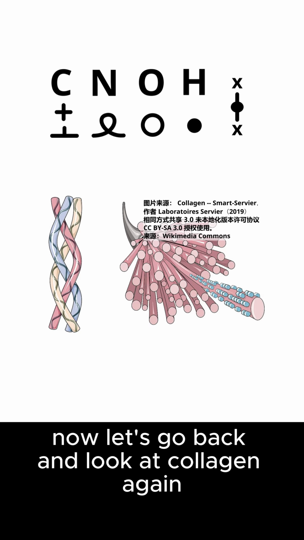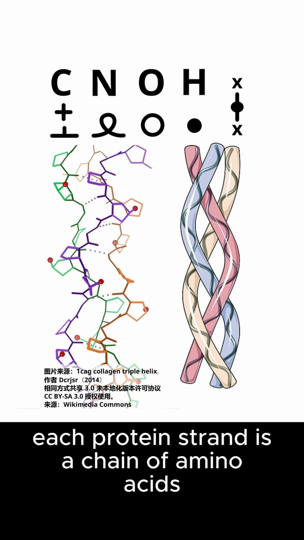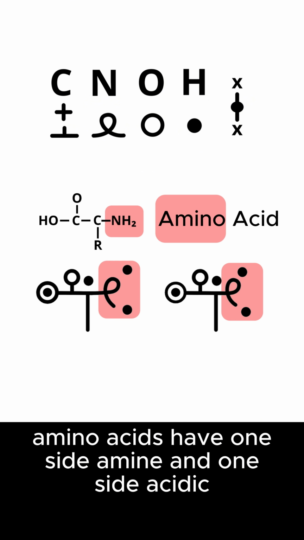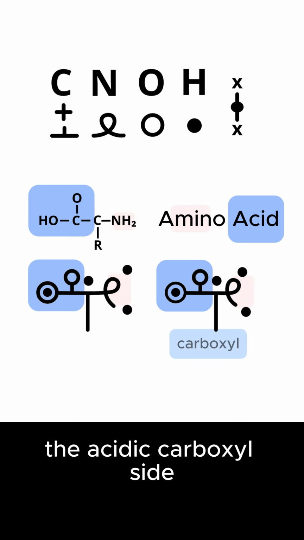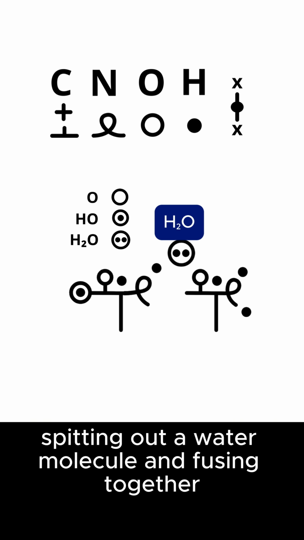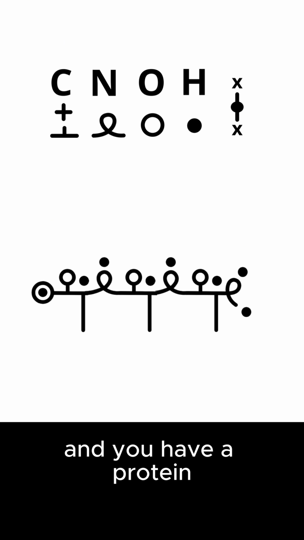Now let's go back and look at collagen again. It has 3 strands of protein wrapped in a triple helix. Each protein strand is a chain of amino acids. Amino acids have one side amine and one side acidic. The acidic carboxyl side and the basic amine side react with each other, spitting out a water molecule and fusing together. Continue chaining amino acids like this and you have a protein.